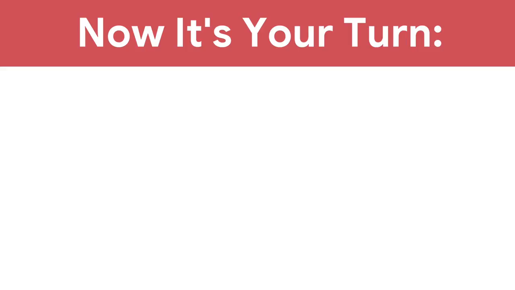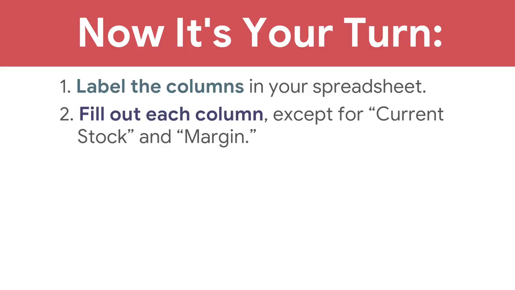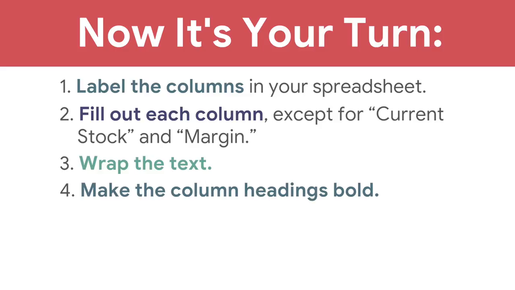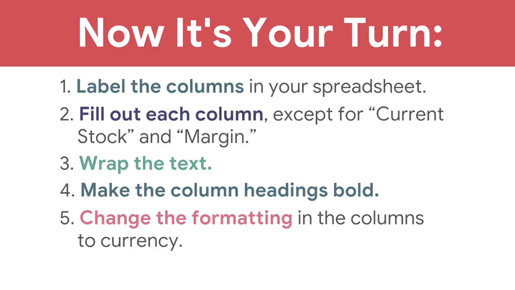Now, it's your turn. Label the columns in your spreadsheet. Fill out each column except for current stock and margin. Wrap the text. Make the column headings bold and change the formatting to currency.